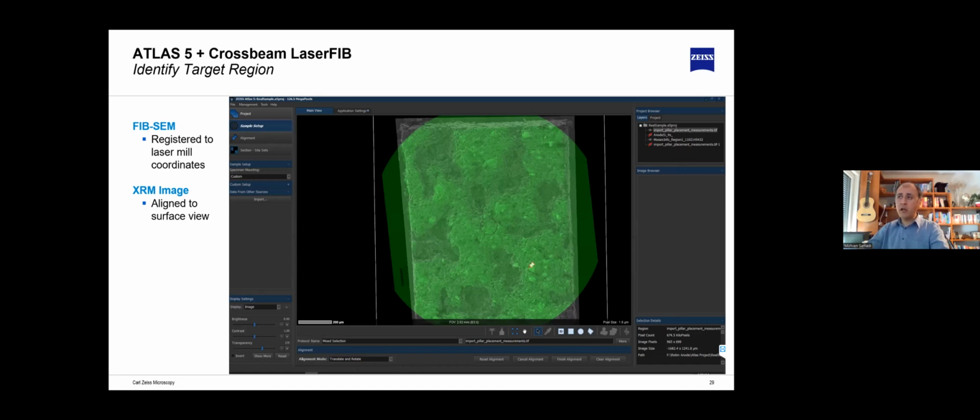What is being done here is that we are sitting in the crossbeam machine. That's the interface of the Atlas 5 software package. For the correlation, as a first step, we import the 3D X-ray microscopy data set, and we visualize the surface of that as green, and the surface of the battery inside the electron microscope as gray. The two surfaces can be calibrated using 3 points, so for the moment we are focusing on the surface visualization.